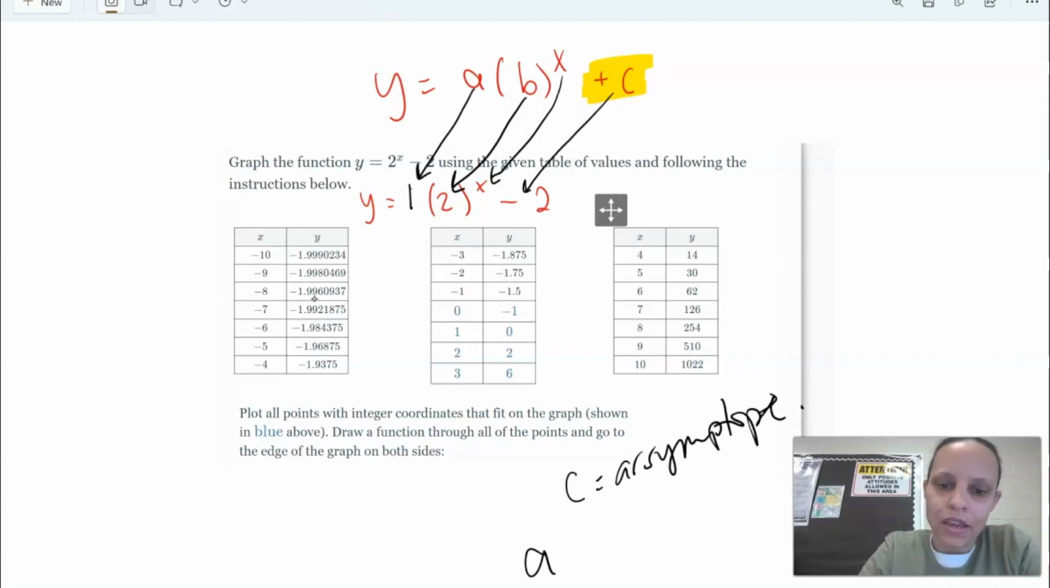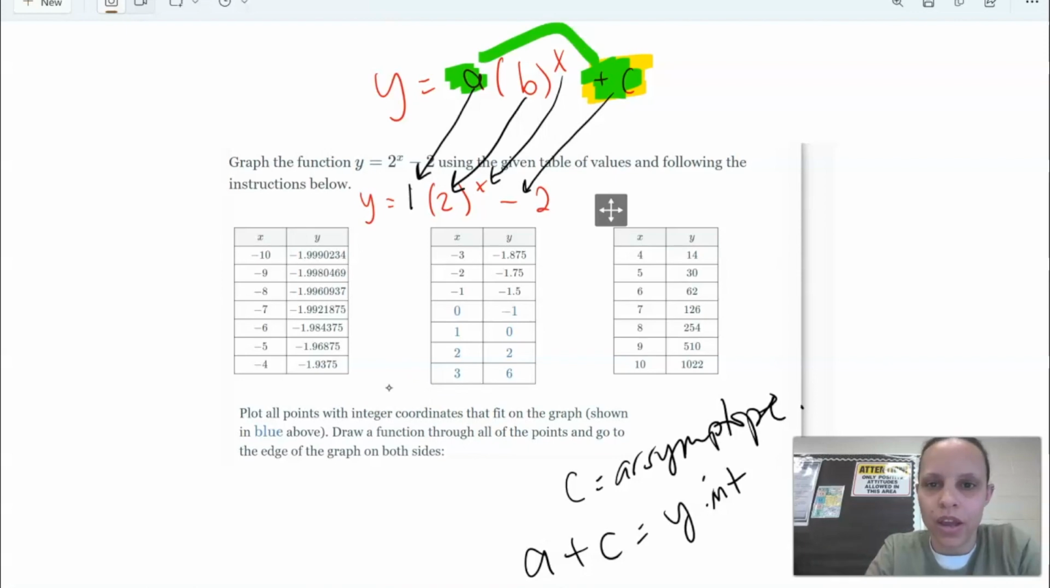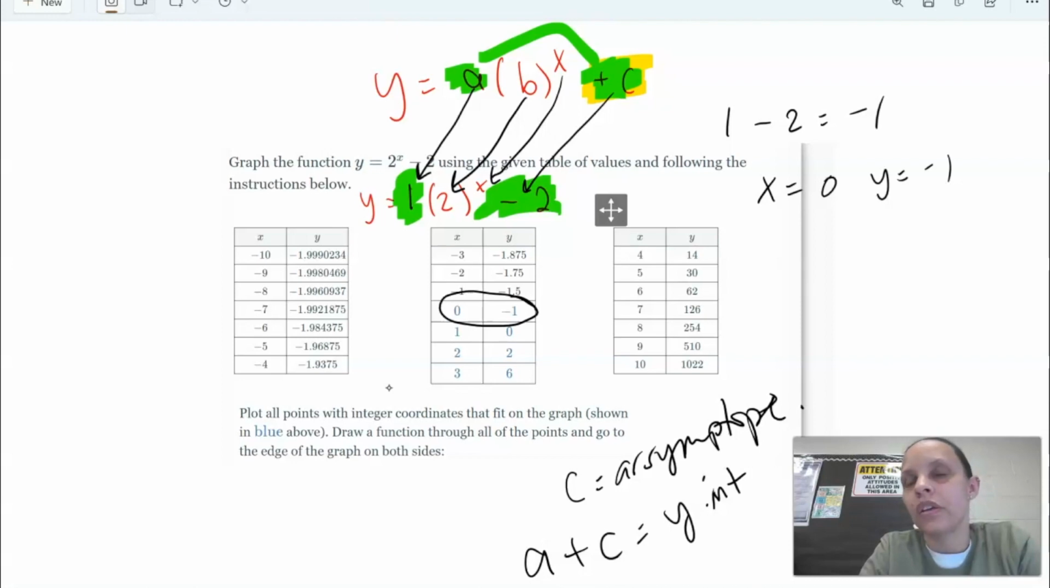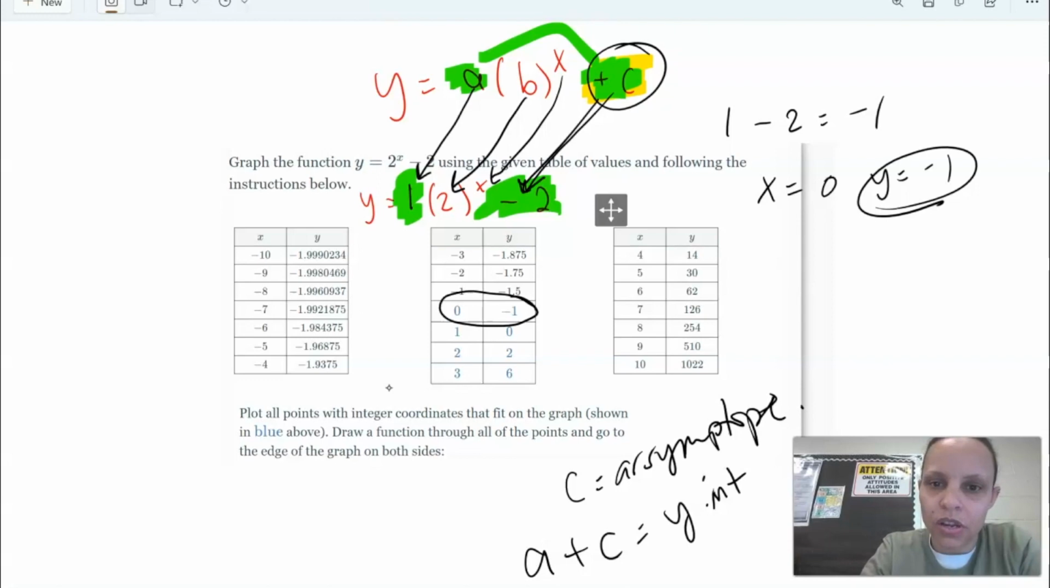All right, then a plus c is the y-intercept. Okay, so what does that mean? That means I take whatever a is, I add it to c, and that's going to give me the y-intercept. So a is 1 minus 2, that's going to give me the y-intercept. So 1 minus 2 is going to be -1. So when x is 0, I should see y equals -1. So let's find 0. Yep, here we go. And the y-intercept is what I expected. So the y-intercept is -1, and the asymptote is just this number right here too.